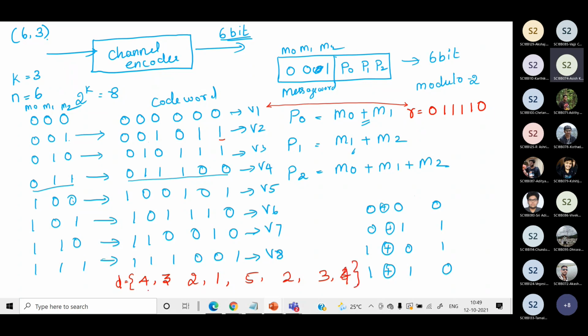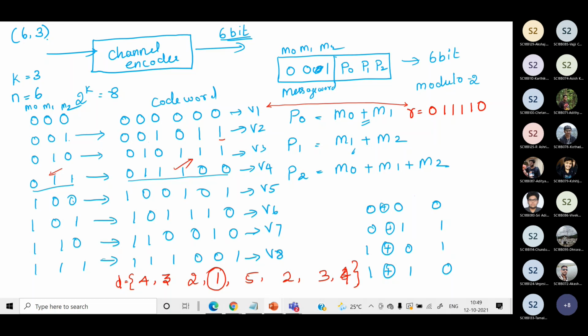So which has the minimum distance? The minimum distance is 1. So which vector? The fourth vector, right? So this is the transmitted code word. Then the corresponding message will be this one. Is it clear? For everyone, is it clear? Okay.